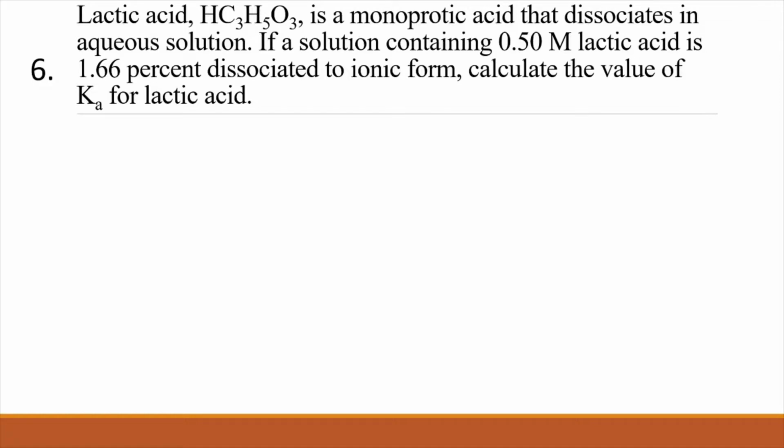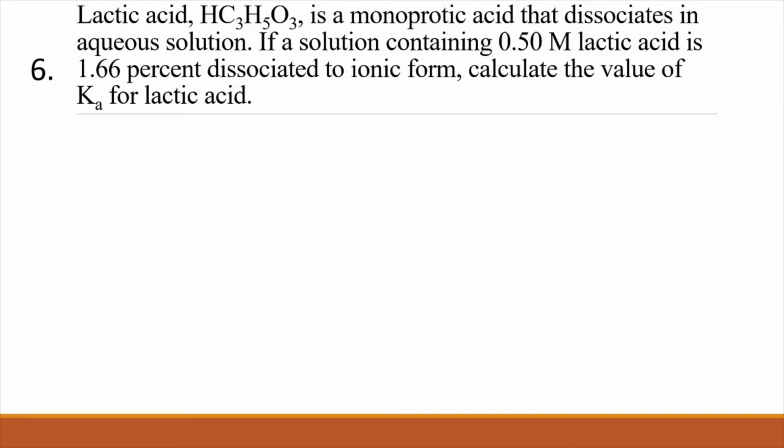Okay, nonetheless, next question. This is the last one for chapter 14. Lactic acid is a monoprotic acid that dissociates in aqueous solution. If a solution containing 0.50 molar lactic acid is 1.66% dissociated to ionic form, calculate the value of Ka for lactic acid. All right, so we're starting off by being given a percent ionization, which seems kind of weird, right? But that's okay. It's going to be very helpful to us, I promise.